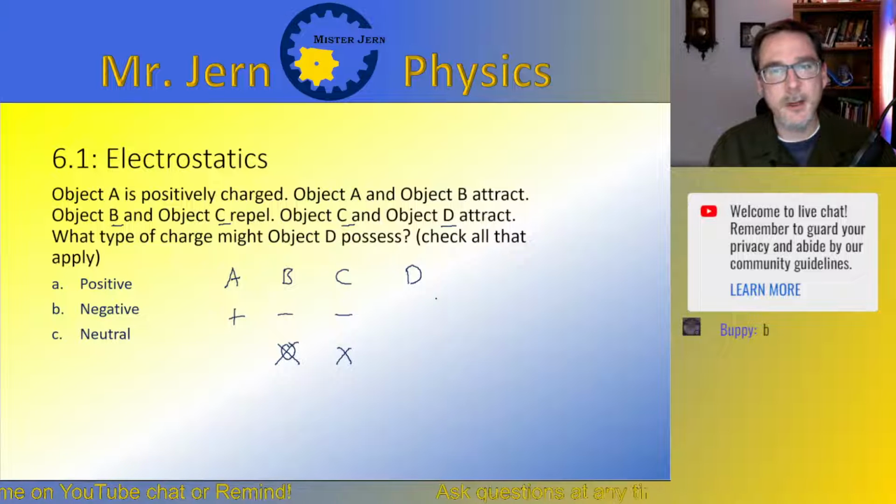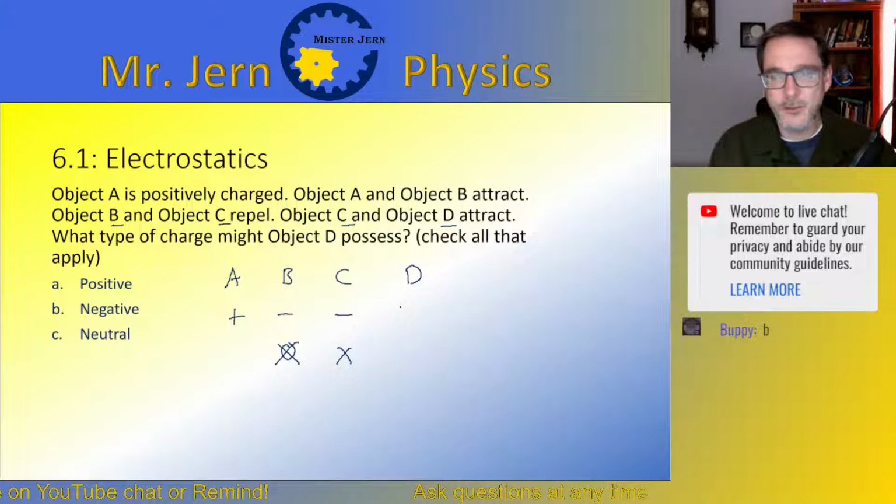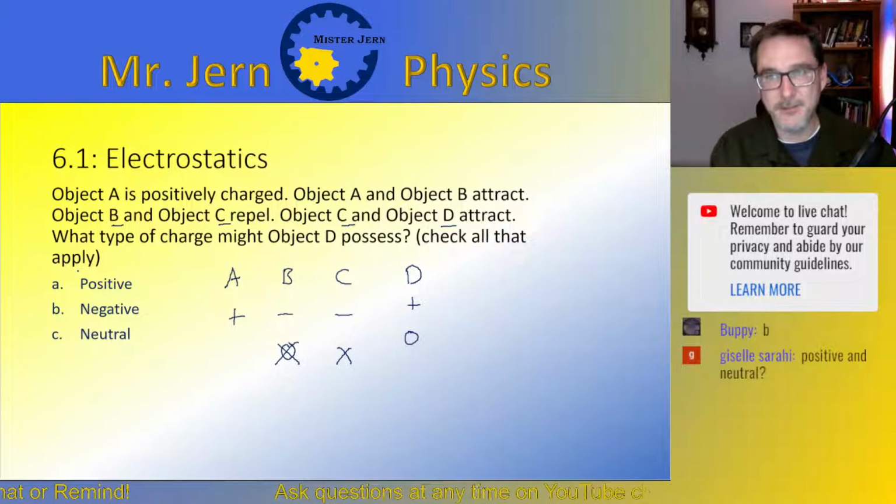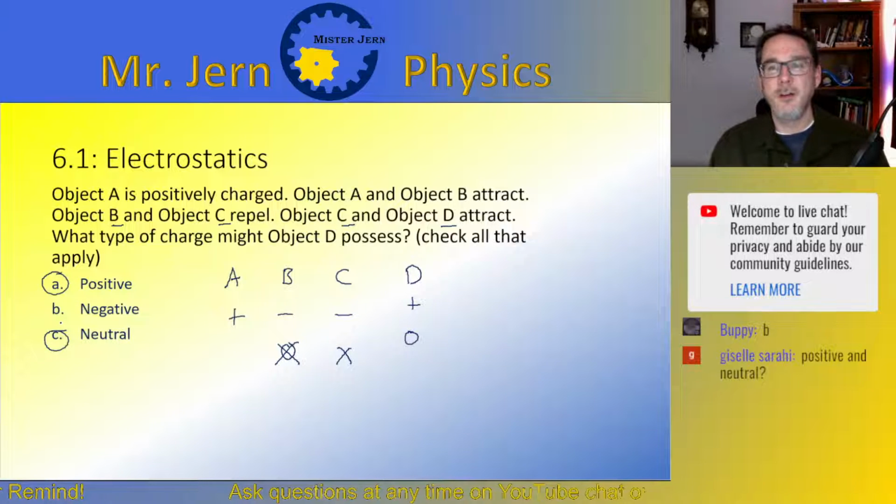Object C and object D attract. What's going to attract a negative? A positive and a neutral. So it looks like D is going to be positive and neutral. Nice job. Positive and neutral.